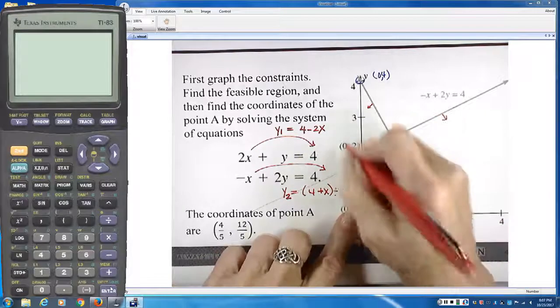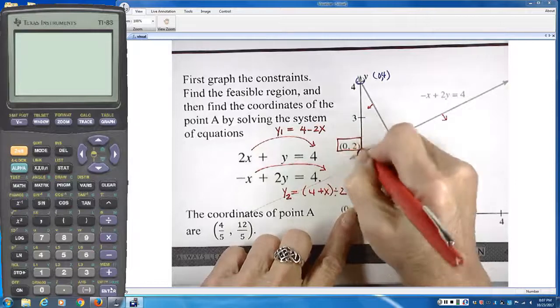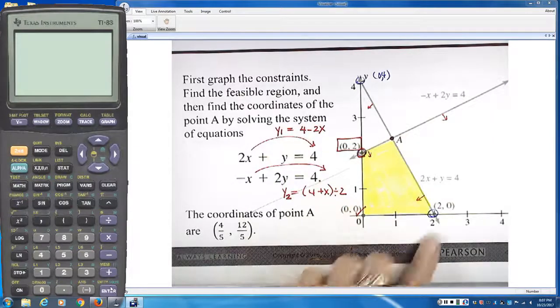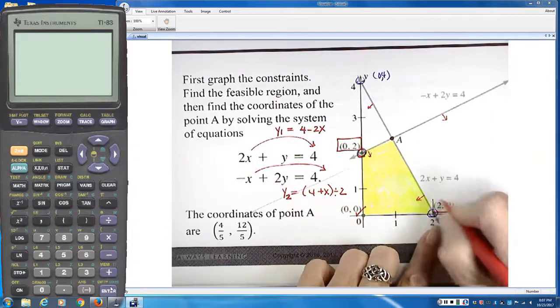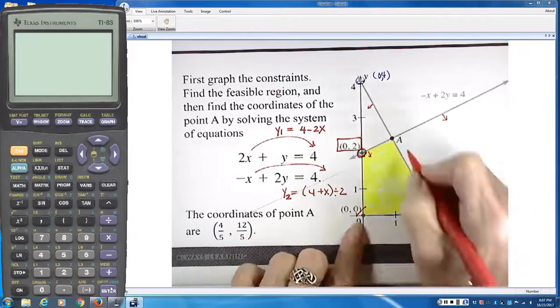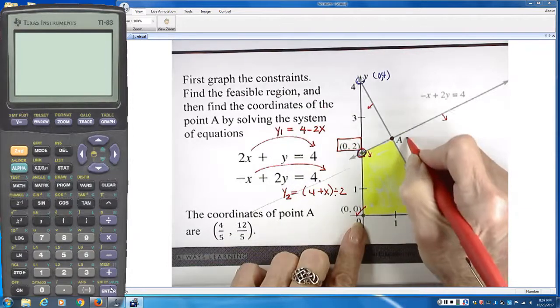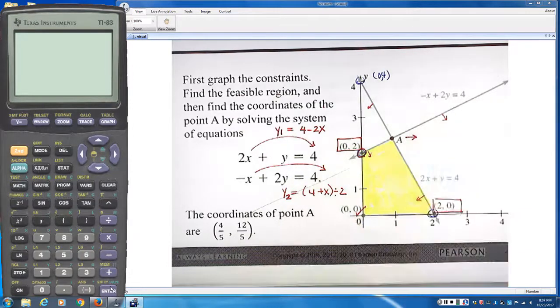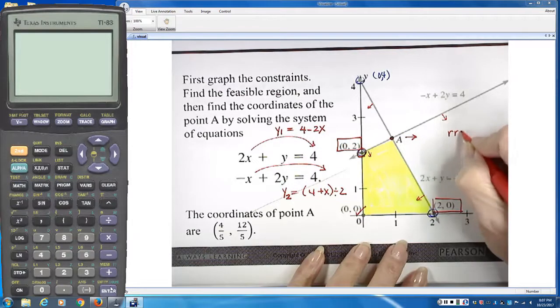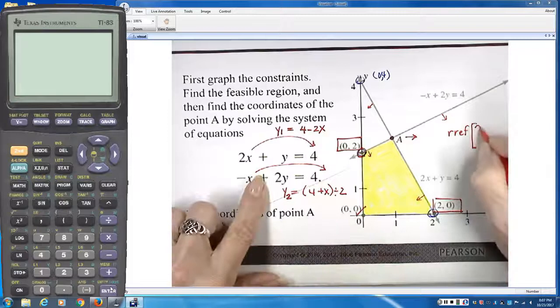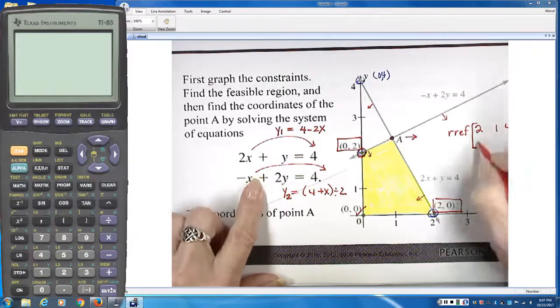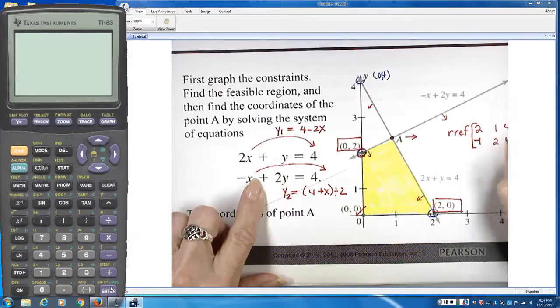Because we've got this corner point, it's a y-intercept, and we've got this corner point, it's an x-intercept, but we need the coordinates of point A. In order to find the coordinates of point A, what you need to do is find the reduced row echelon form. This is the quick way of 2, 1, 4, -1, 2, 4.